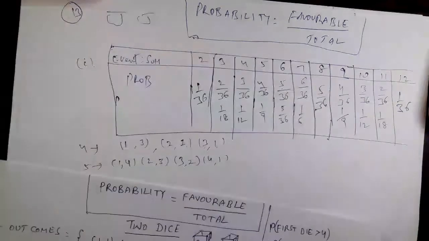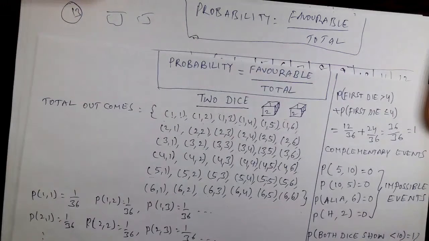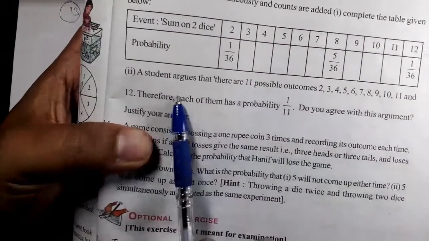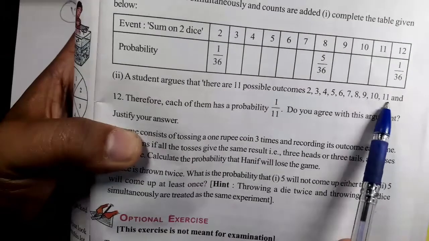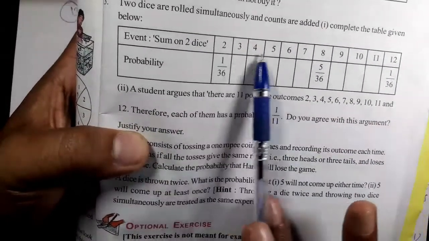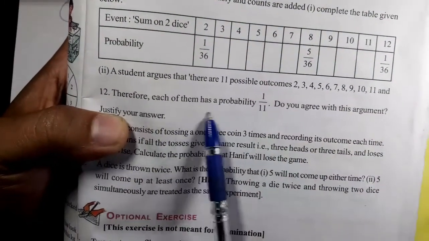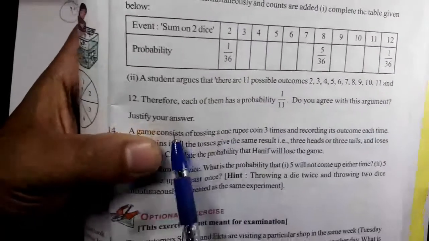Of course. Now, this is the first part of that question. Now coming to the second part. What is the second part of question 13? A student argues that there are 11 possible outcomes, 2, 3, 4, 5, and so on up to 12. Of course, 2 to 12 is 11 possible outcomes. Therefore, each of them has a probability 1 by 11. Do you agree with this argument? Justify your answer.